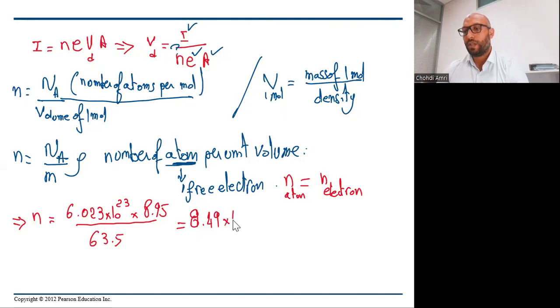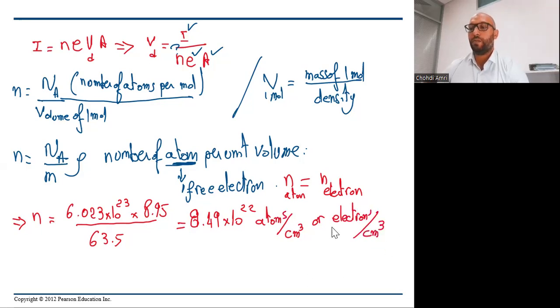8.49 times 10 power 22 atoms, or electrons, per what? Per centimeter cube. Very good, because one atom contributes 1 free electron to the current. We are done. Let's continue.